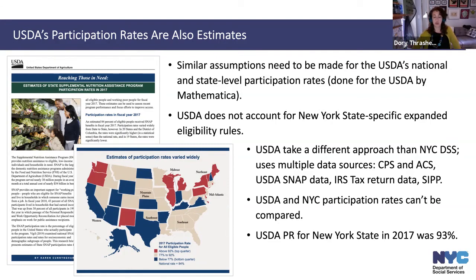The USDA takes a really different approach than we do as well. They use a lot of data sources: CPS, USDA SNAP data, IRS return data, the Survey of Income and Program Participation. So even though they're sort of trying to do the same thing, we can't compare rates. They also only produce a state level rate, and their 2017 participation rate for New York State was 93%, which is quite a far bit higher than the 74.7% that we estimate.